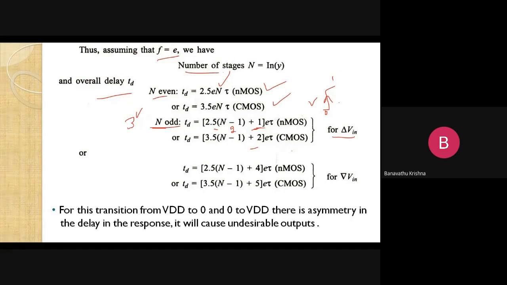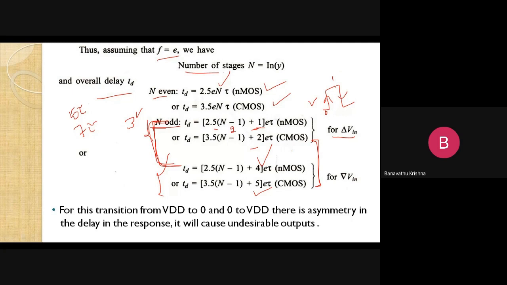Similarly, when the transition is 1 to 0, it is 4 tau for NMOS and 5 tau for CMOS. So the total is going to be, this is the first stage, this is the second stage. Generally we know that it is 5 tau for NMOS and 7 tau for CMOS. So these two are the totals for the NMOS case and the CMOS case, where n is odd, 7 tau and 5 tau.